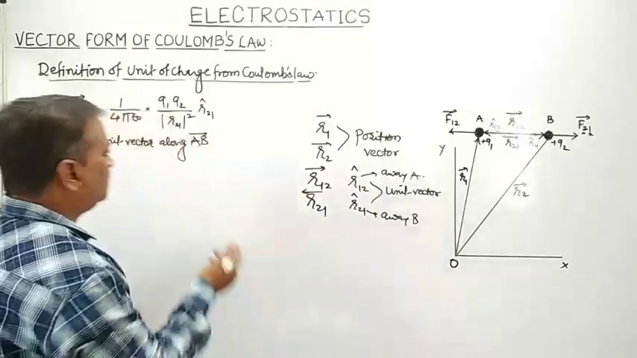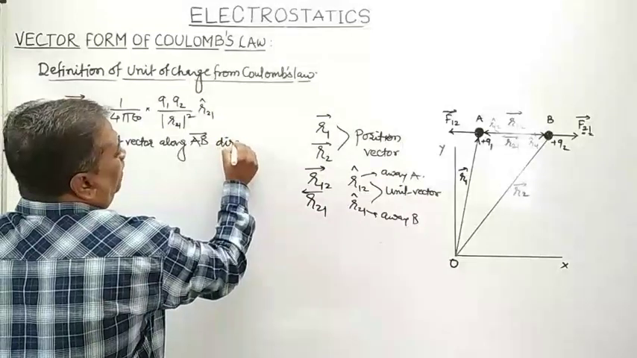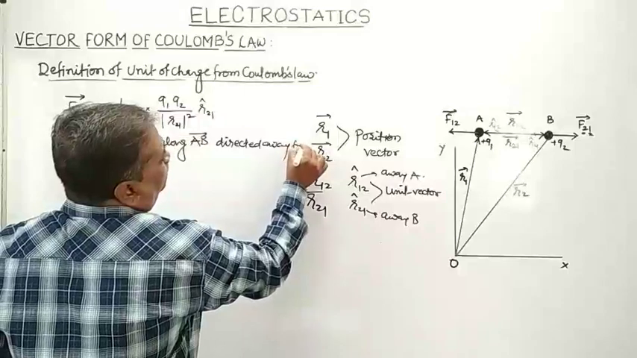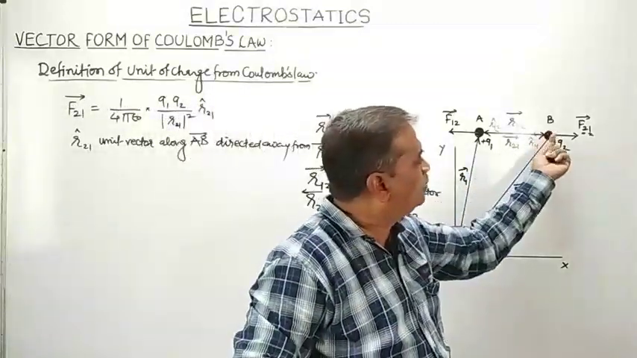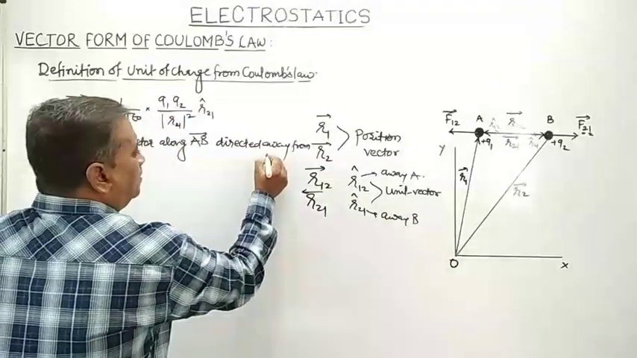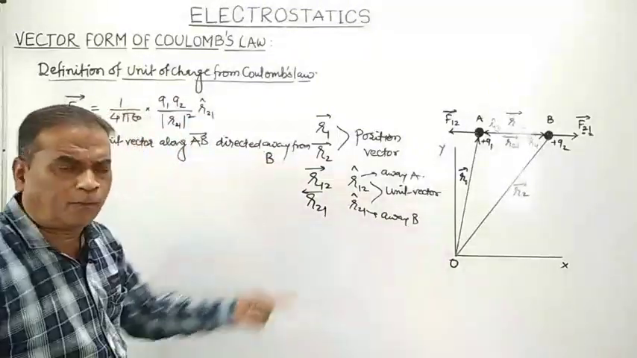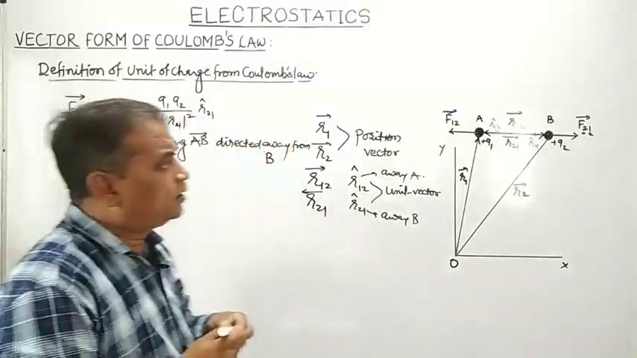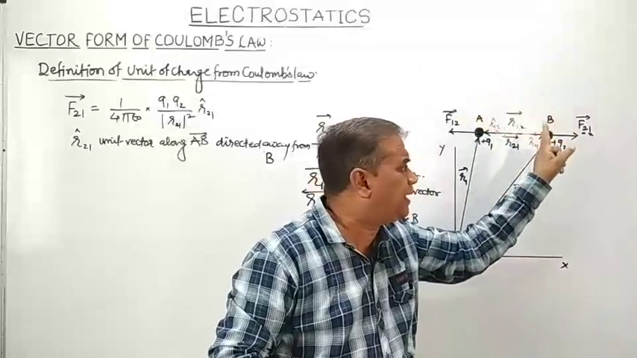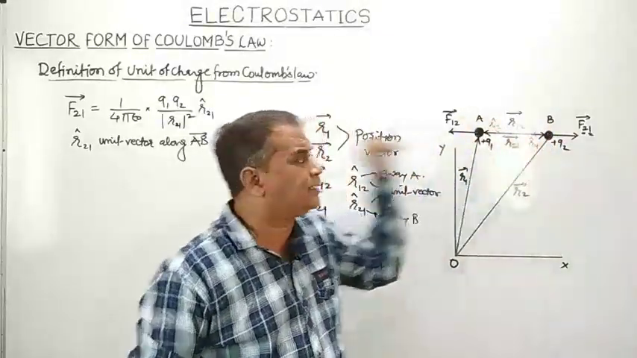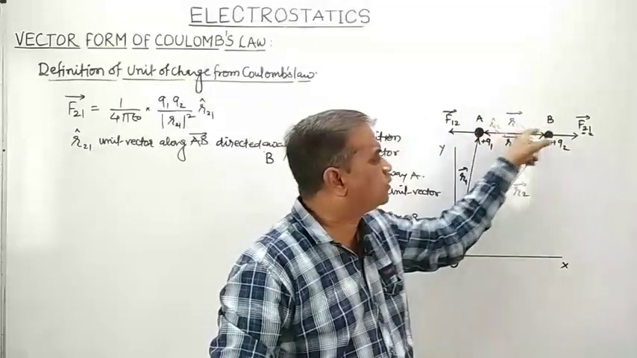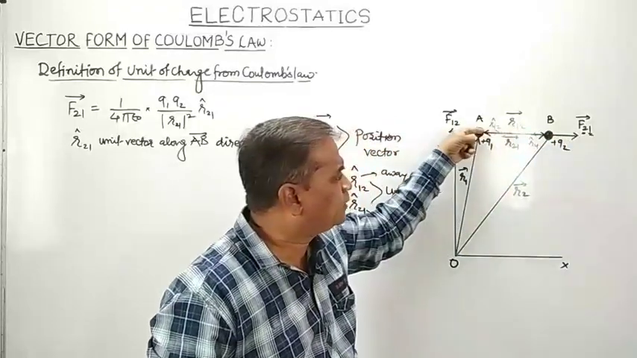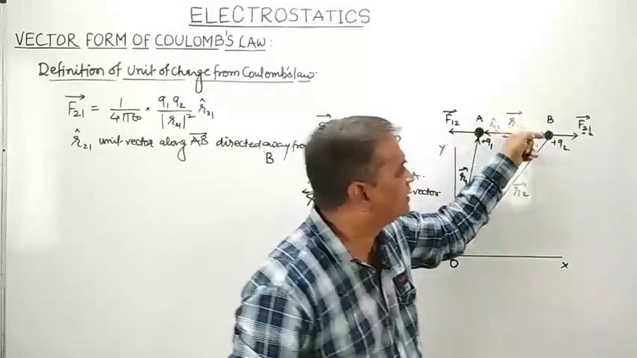and directed away from, how is the direction? See here, R21 cap is a unit vector directed away from point B. This will give you the force exerted on charge Q2 by Q1, and this force will act along the line joining the given two charges. How is the direction of F21? It is along the line joining charges Q1 and Q2, and it is directed away.